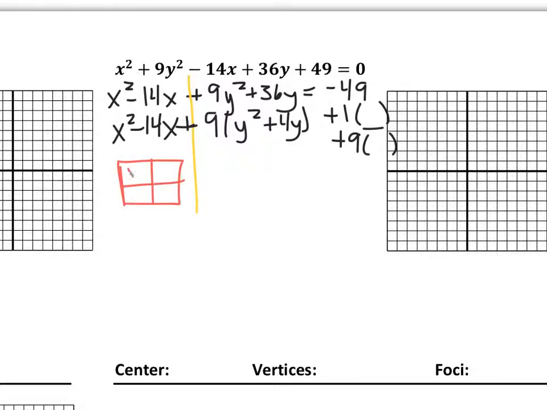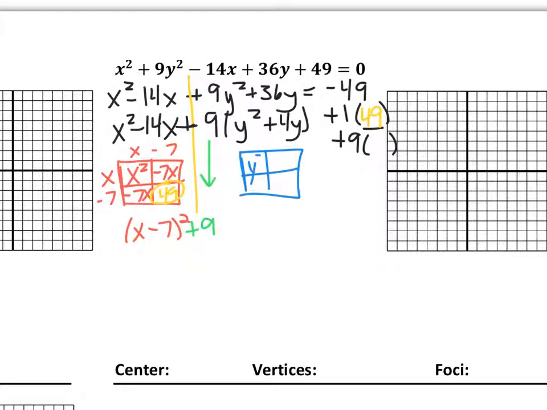All right, x squared split in half, 7. X, negative 7, negative 7. So I get x minus 7 squared. Gaping hole for this one is 49. There we go. Then here I lied and I didn't do what I said I would do on the other one, which was set that up. First term, first box, split in half. Y, 2, 2. So y plus 2 squared. Gaping hole is 4.